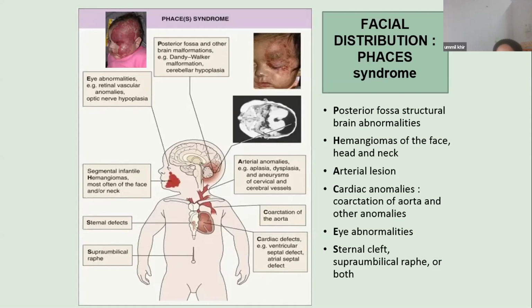So with this mnemonic, PHACES, the patient might have P, posterior fossa structural brain abnormalities, H, hemangioma of the face, head, and neck, A, arterial lesions, C, cardiac anomalies, coarctation of the aorta and other anomalies, E, eye abnormalities, S, sternal cleft, and so on. Okay, the next one.